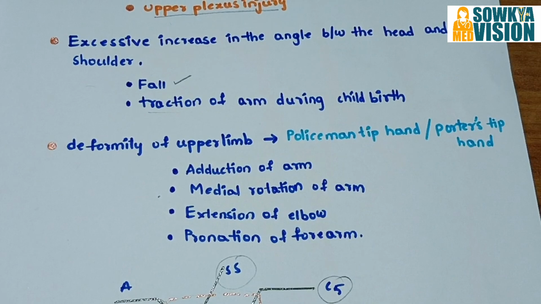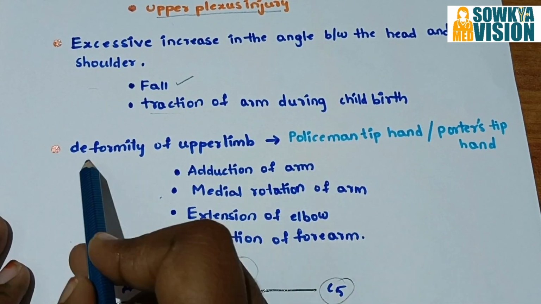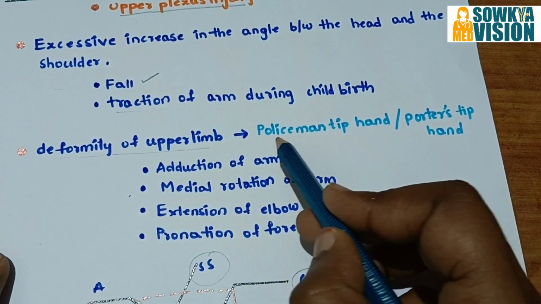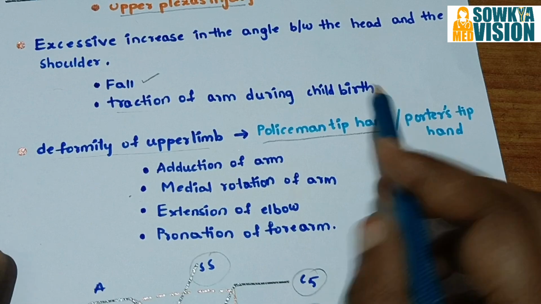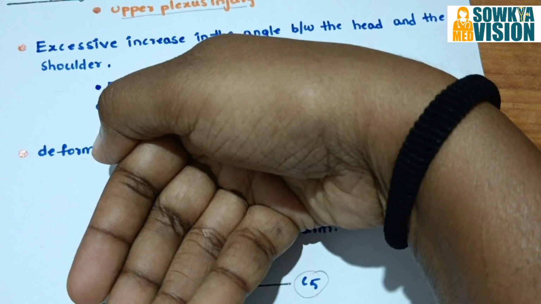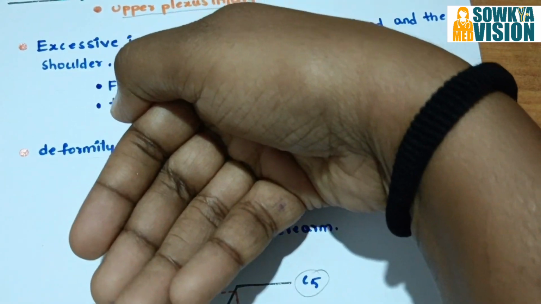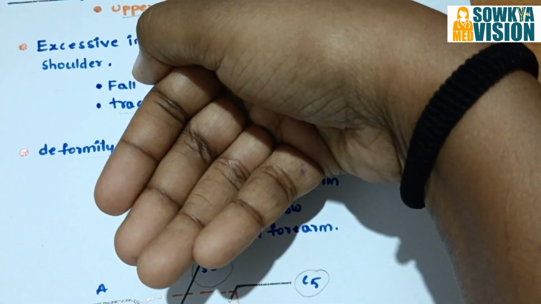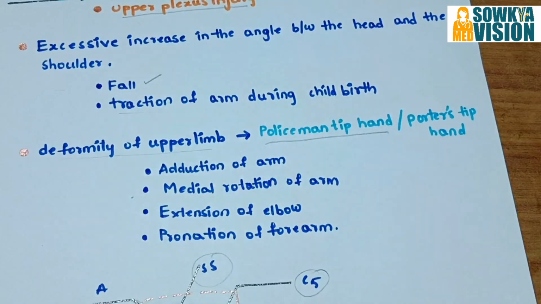So what does it lead to? It leads to deformity of the upper limb. What is that? It is the policeman's tip hand. So the hand goes like this in the posterior aspect, as if the policeman is asking for a tip.